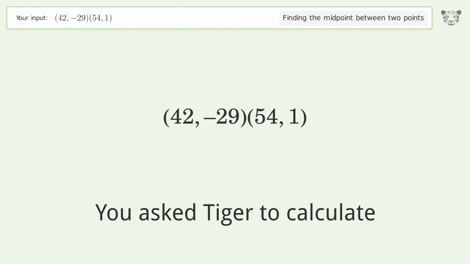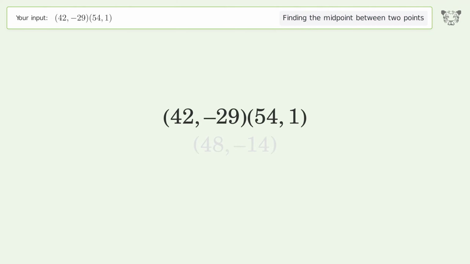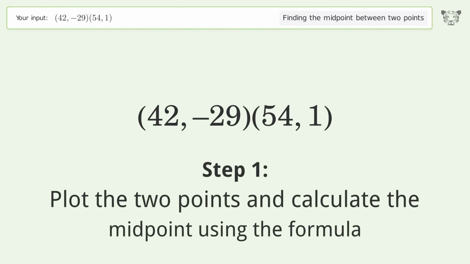You ask Tiger to calculate. This deals with finding the midpoint between 2 points. The midpoint between the 2 points is 48, -14. Let's solve it step by step. Plot the 2 points and calculate the midpoint using the formula.